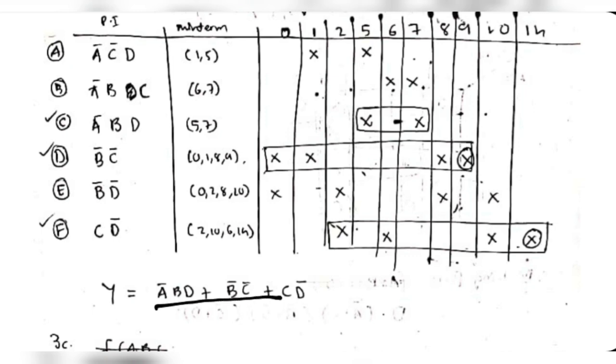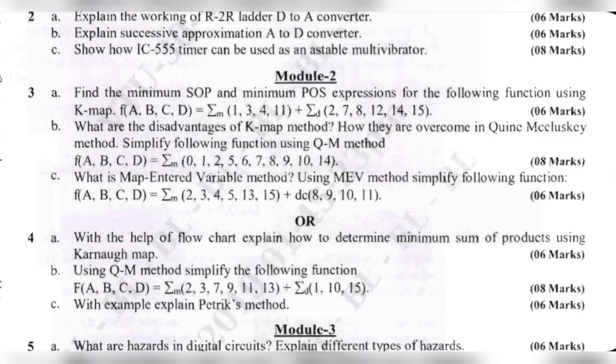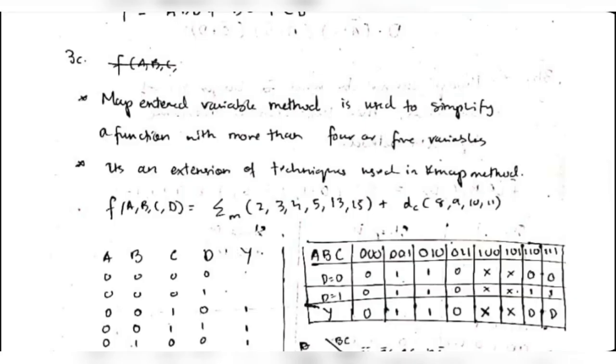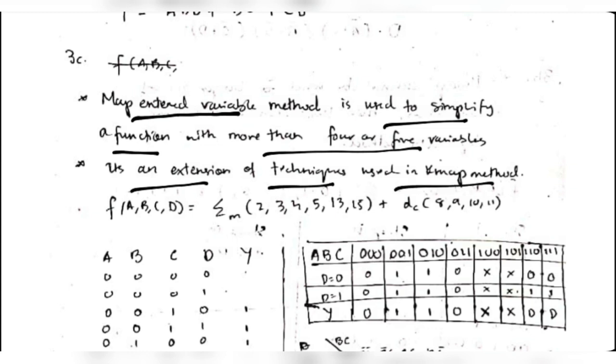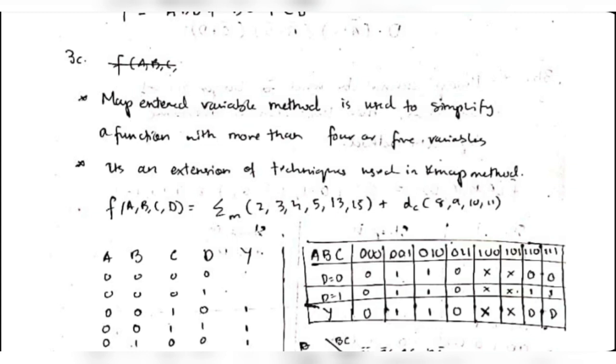Okay, in the next question we have been asked to write about the map entered variable method, and by using this method we have to simplify the following equation. We can use this method to simplify functions with more than 4 or 5 variables, and it's an extension of the techniques used in the K-map method. After writing that, we will simplify the function which they have given.